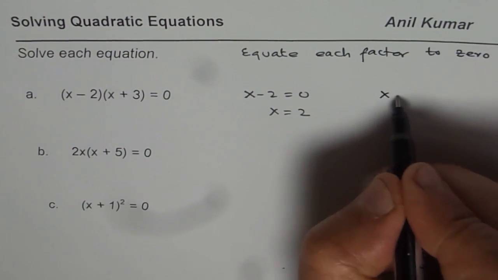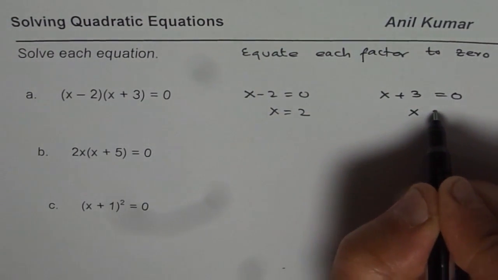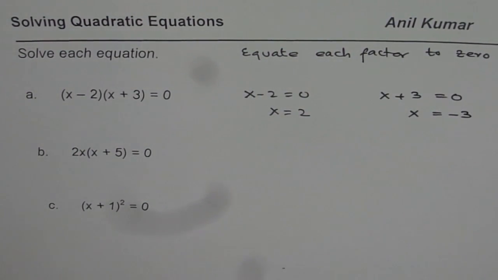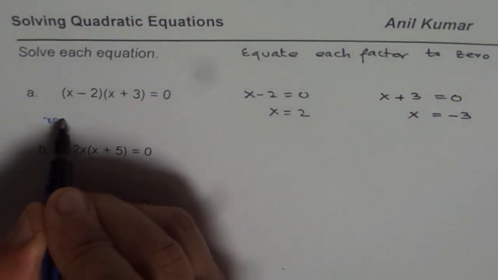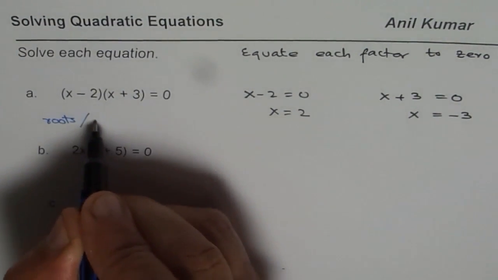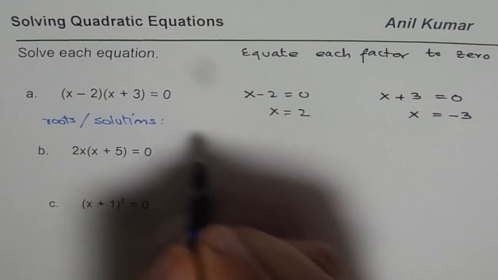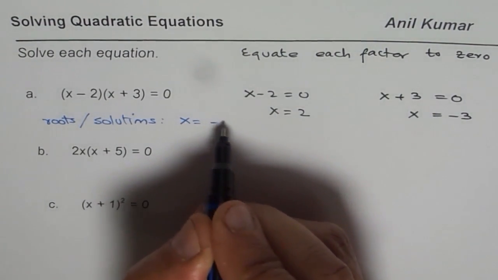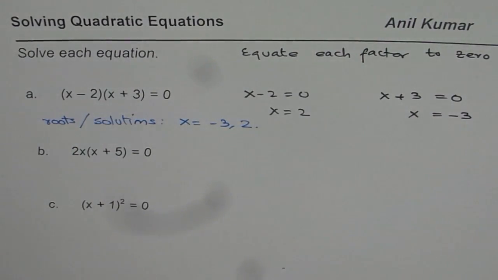The second factor is x plus 3. We'll equate that to 0. That gives us x equals minus 3. Correct? So we have two solutions, and we can write down our roots. Sometimes we say roots, sometimes we say solutions, right? So two solutions are x equals minus 3 and 2, right? Let's do the next one.